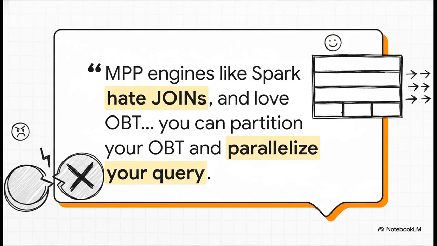And this right here is its superpower. Another Redditor points out that some of the big modern data engines, especially massively parallel processing systems like Spark, hate joins.